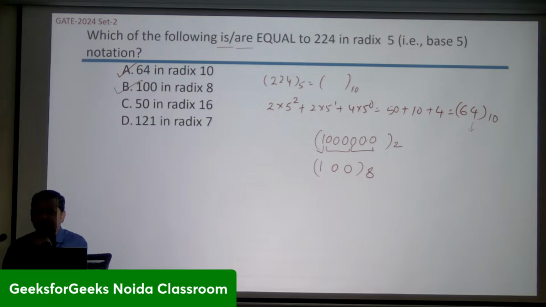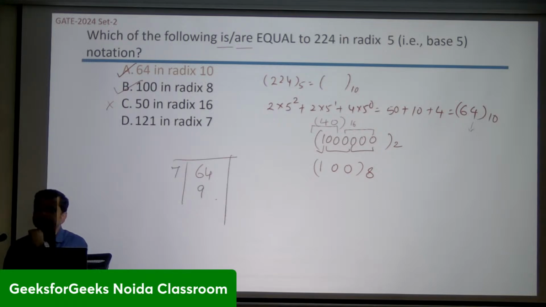Since we have the binary value, we can check for the hexadecimal also. So 4-digit combination, it is going to be 4 0 in base 16, which is not the given option here. So C is not the correct one. D is also correct. So what you have to do, you have to divide this 64 by base 7.